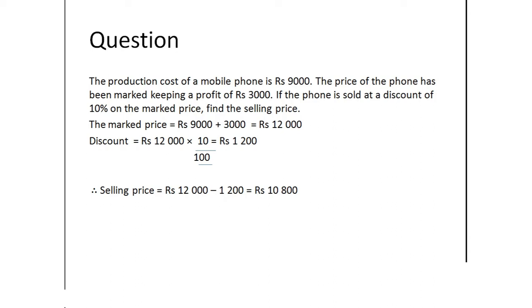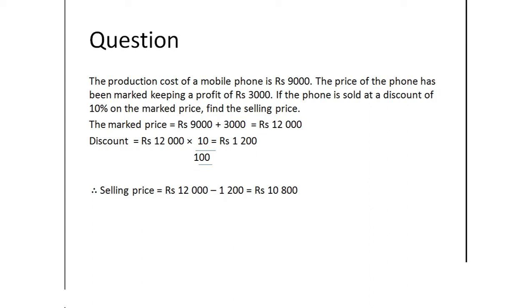The production cost of a mobile phone is 9000 rupees. The price of the phone has been marked keeping a profit of 3000 rupees. The phone is sold at a discount of 10% on the mark price. Find the selling price. He bought at 9000 rupees. He kept a profit of 3000 rupees. So the mark price is 9000 rupees plus 3000 rupees, 12,000 rupees.